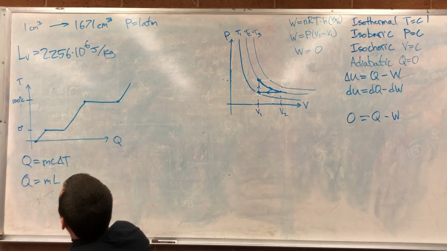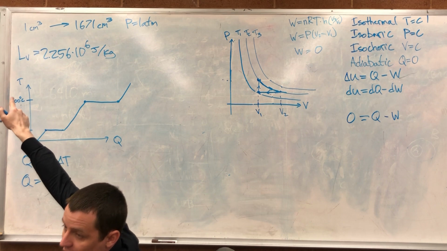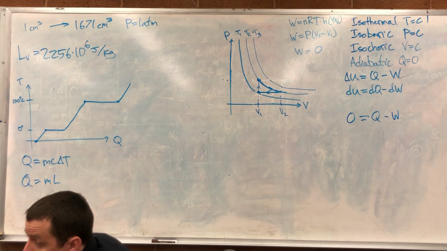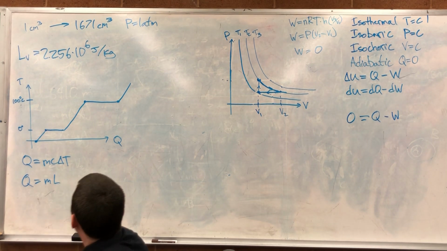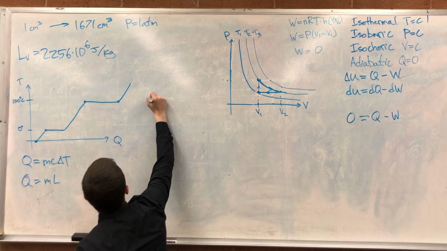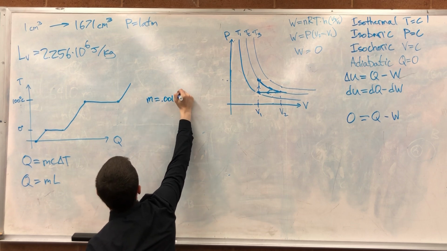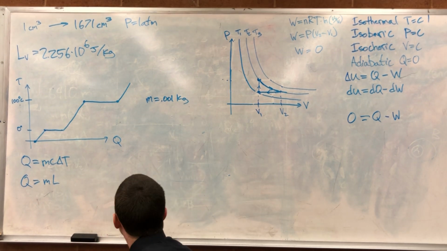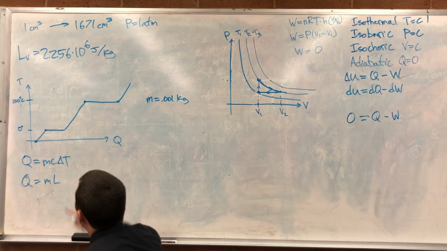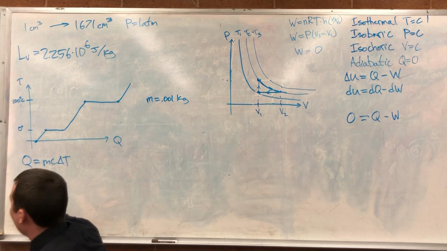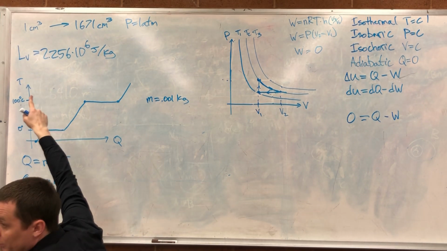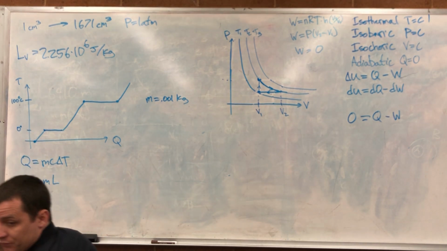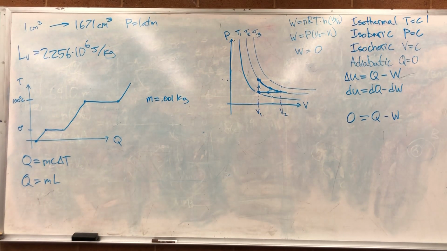So 1 cubic centimeter of water is also 1 gram of water. 1 cubic centimeter of water weighs 1 gram. So I know that our mass now is equal to 0.001 kilograms, 1/1000th of a kilogram. That's the mass that we're dealing with. And we know our L, so I can figure out how much heat it takes to convert 1 cubic centimeter of water to steam.